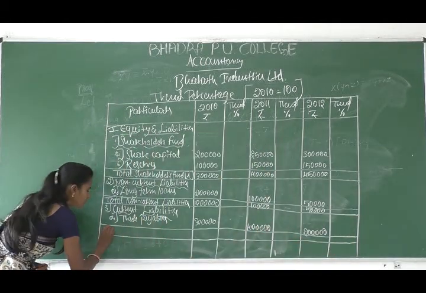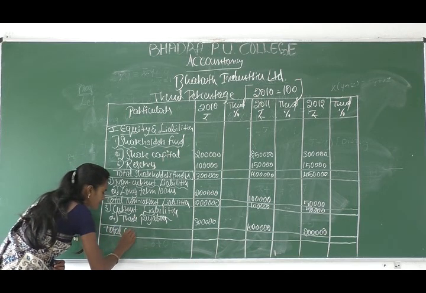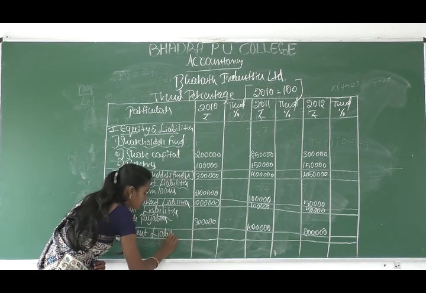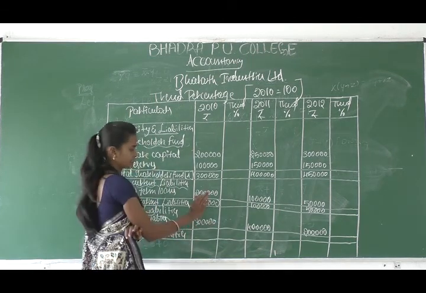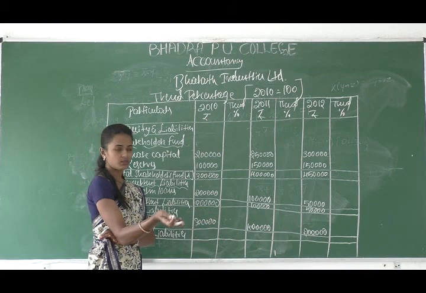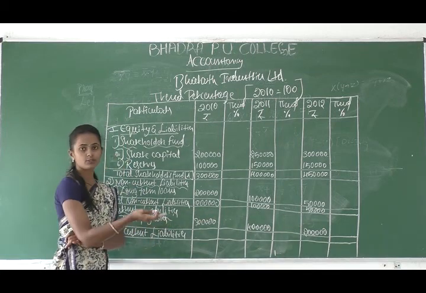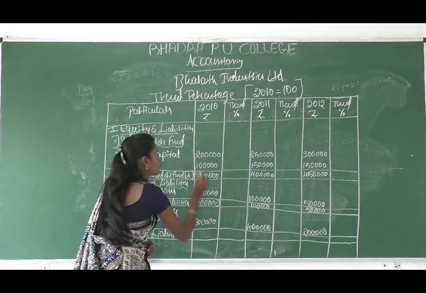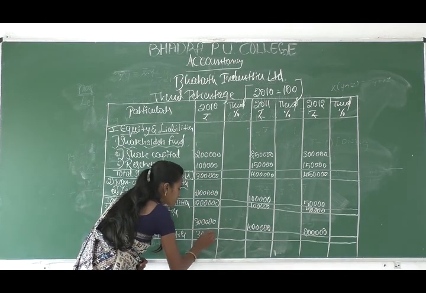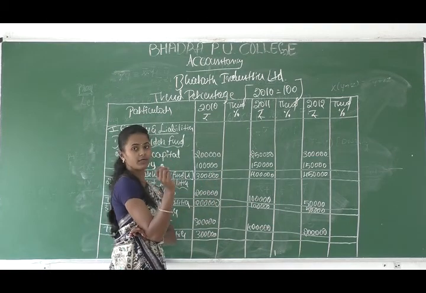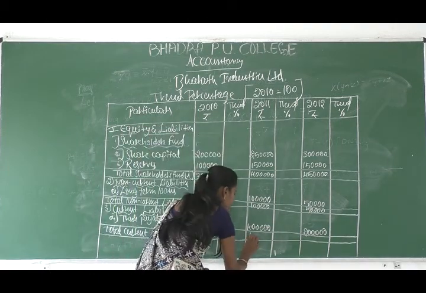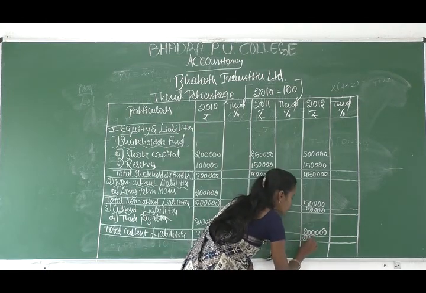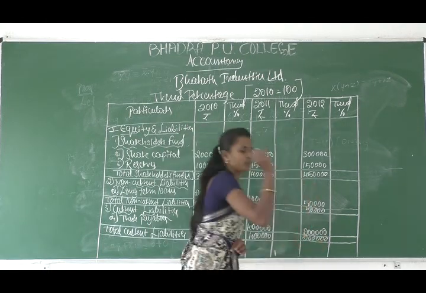Yes, here it's total current liabilities. Again we will get the same amount as the total because under current liabilities also we have only one item, that is trade payables. So again the same total: in 2010 our total is 3 lakh, in 2011 our total amount is 4 lakh, and in 2012 again our total amount is 2 lakh rupees.